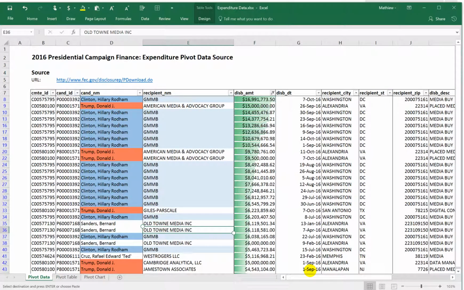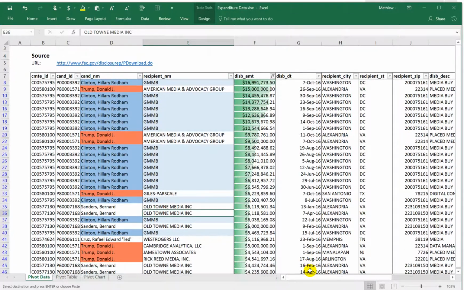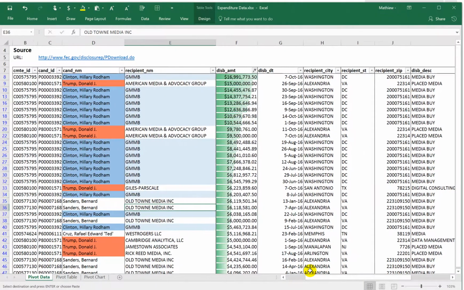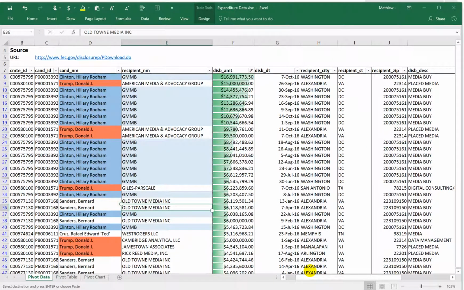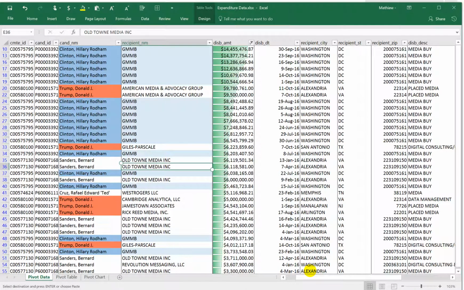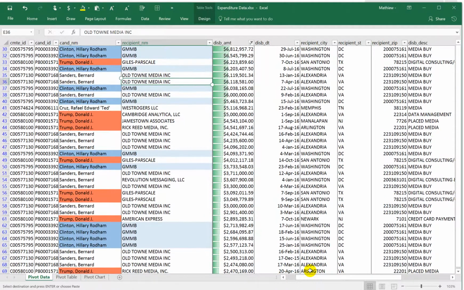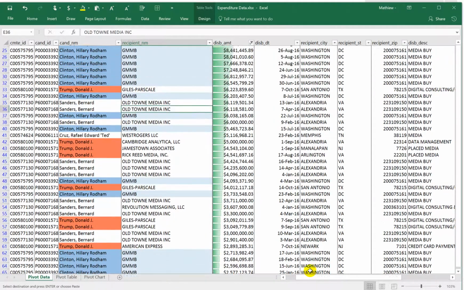This is multiple days, and you see Trump went with American Media and Advocacy Group, and he went with that as well in recent times. So these are the dates, this is September 30th. But he also tried different stuff as well. This is all what kind of types they did, media buys. He also did Gilles Parexel, as well as Cambridge Analytica and James and Associates. So he's tried a lot of different ones, and then Sanders used Old Town Media. So most of the money goes into these big giant marketing companies.